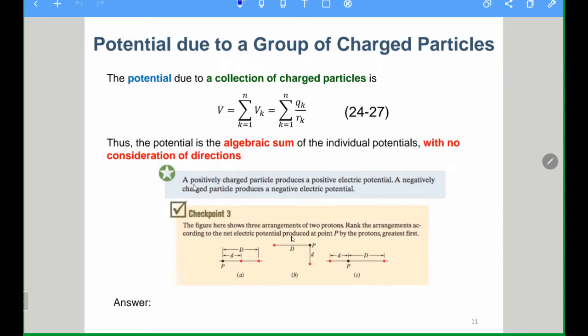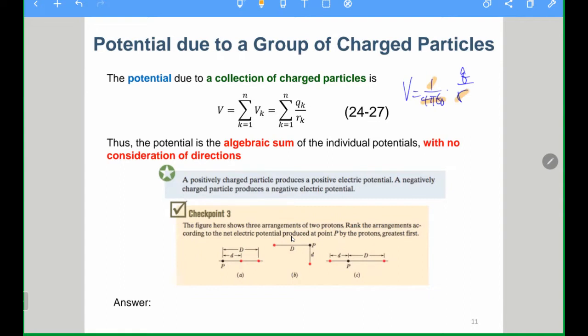So here is the highlight. A positively charged particle produces a positive electric potential. A negatively charged particle produces a negative electric potential. It's simple, because V equals 1 over 4 pi epsilon naught times Q over R. So if Q is positive, V is positive. If Q is negative, V is also negative. So nothing special.